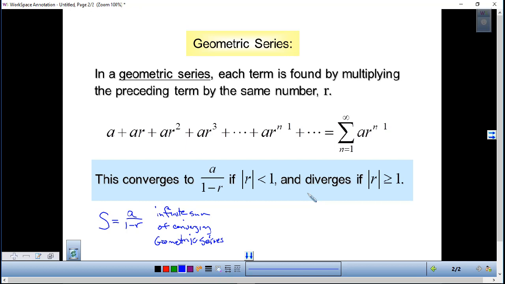Now, that's something that you need to file away and commit to memory. You need to know that. That is a test. First, analyze, is it a geometric series? And if it is, then second, you want to determine if it's going to converge or diverge according to this little blue box right here. That's the complete test. Once you know it's a geometric series, that's all you got to know.